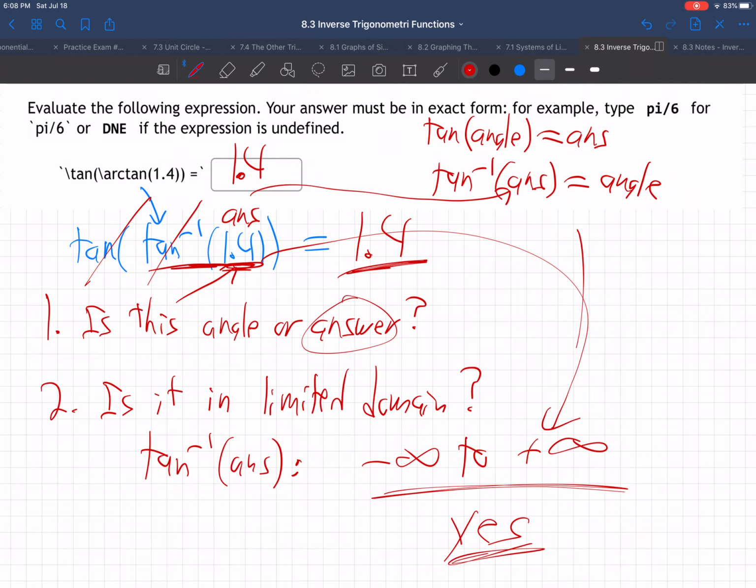And why is that? Because you remember the tangent function? It goes up forever and down forever. It goes negative infinity to positive infinity, right? For the various angles you put on the x-axis, the answers that come on the y go negative infinity to positive infinity. So yes, these guys just cancel each other out. They're inverse functions. 1.4 is in the workable zone, and so the answer is just 1.4.